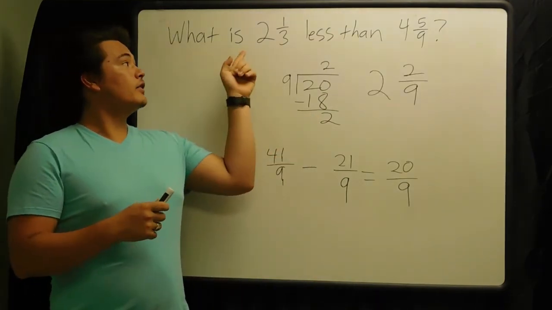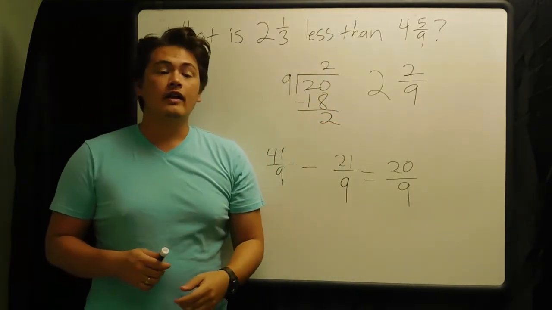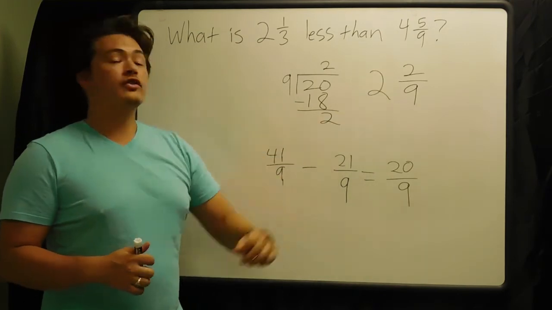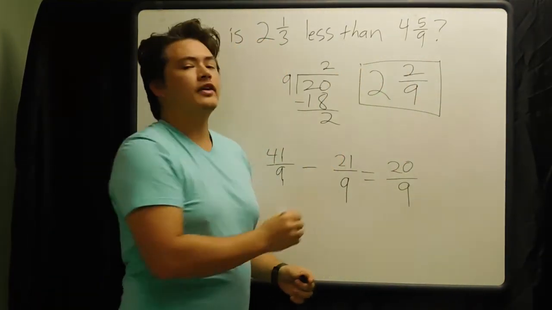So what is 2 1/3 less than 4 and 5 over 9? The answer is 2 and 2 over 9. And this is going to be my final answer.